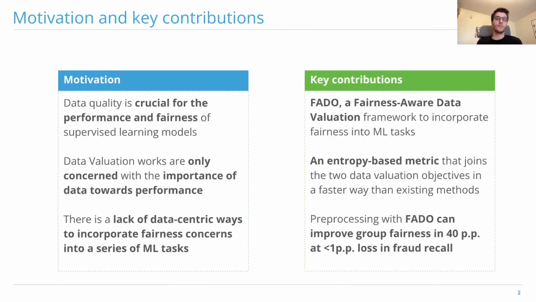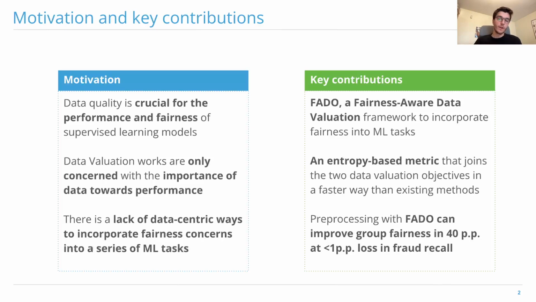The main motivation for this work is that training data quality is known to be crucial for both the performance and fairness of supervised learning models. However, the field that studies how to measure this importance, data valuation, has only concerned itself with measuring the value of training points towards a single metric of interest. Be that a performance metric or a fairness metric, no work has ever joined the two objectives, which is the goal of fair machine learning, to build systems that are both performant and fair.